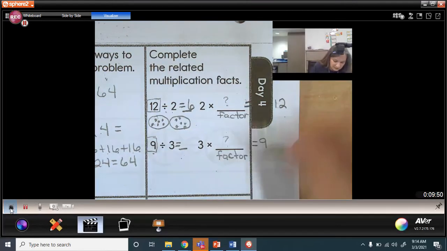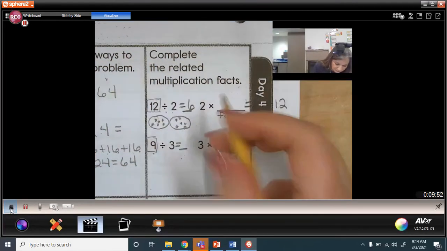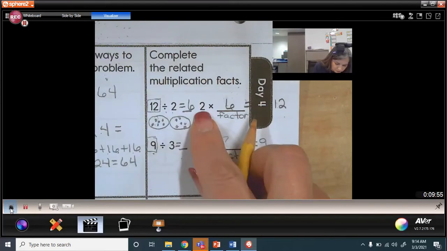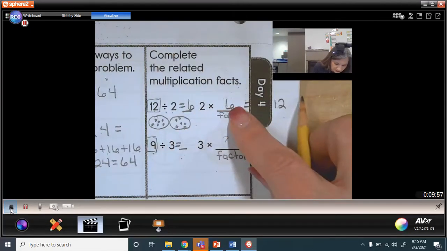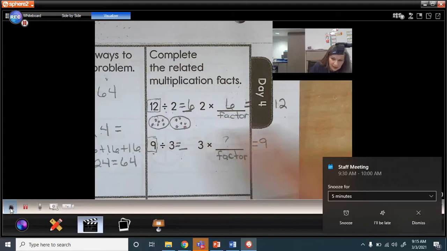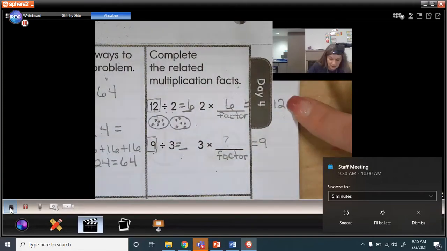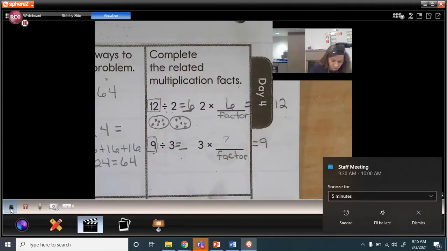Well, that's what I'm missing here. I'm missing the factor 6. So I have 2 groups, 1, 2. I have 6 objects in each group here, and if I put those two groups together, I get 12. So again, multiplication is the opposite of division. So instead of me putting all the groups together, now I'm taking all the objects and putting them into groups and separating them, okay? All right, let's take a look at 9 divided by 3.